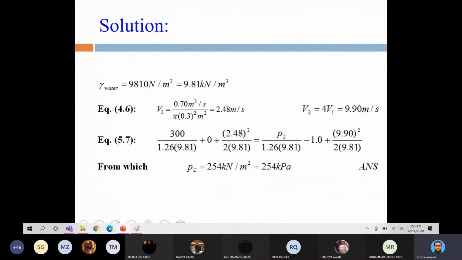Okay, solution is given. The gamma value is constant on both the sides. You can find V1, V2 as this one, or you can separately find V2 similar to this equation by just dividing Q by area. Okay, so from this you can find this pressure.